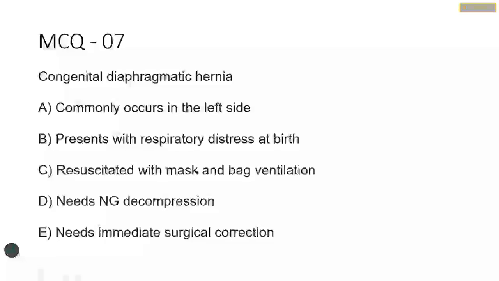This is another question, regarding congenital diaphragmatic hernia. I think this is true or false. Commonly occurs on the left side. That is true. I explained, because on the right side there's a liver, so it is rare to occur on the right side. Commonly on the left side. Presents with respiratory distress at birth. That is also true. Soon after birth there will be distress.